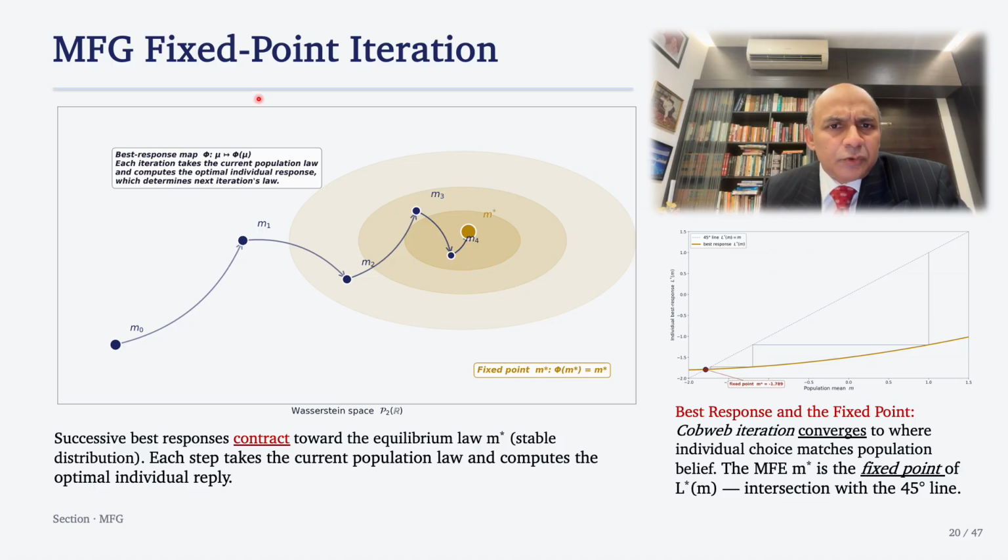Here we show the best response cobweb. That's a successive set of iterations contracting toward the equilibrium law M star. Under Lasry-Lions monotonicity, the iteration is a contraction in the Wasserstein topology on continuous measure-valued paths. Absent monotonicity, the iteration may fail to converge and multiple equilibria can coexist. So this chart shows how we reach equilibrium. Here we show the cobweb iteration, how it converges to the mean field equilibrium, which is the fixed point L star.